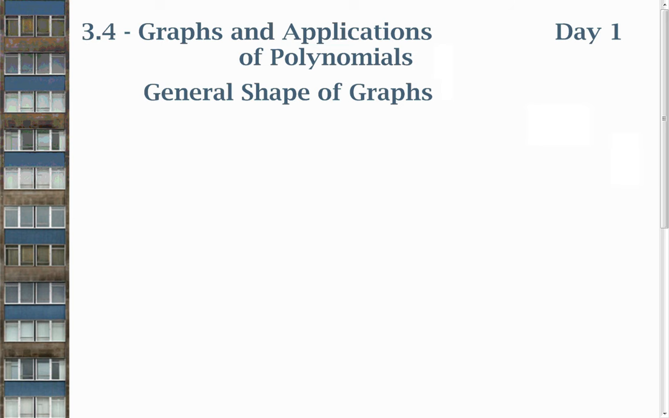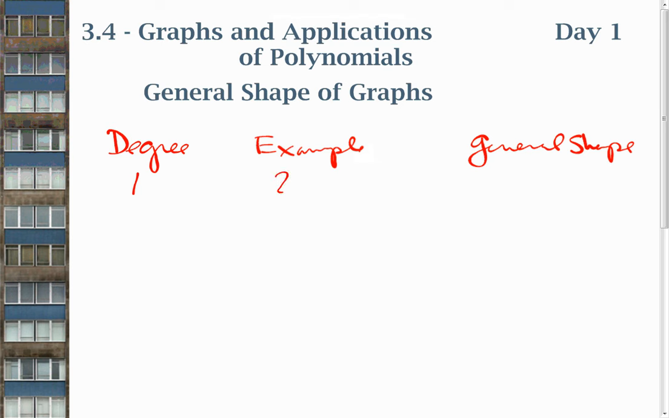First thing we're going to talk about is general shapes of graphs. Interestingly enough, if you look at the degree of a polynomial, and we'll do a quick little example of what one would look like, and then we'll talk about general shape. So obviously if you have degree 1, that's linear, so you get like 2x minus 3. You should see something and say, oh, that looks like a line. Much like we've graphed early in this chapter, so you get something like that. So it will look like this.